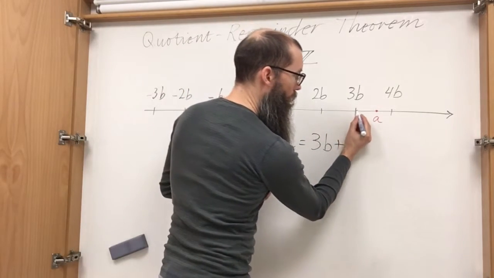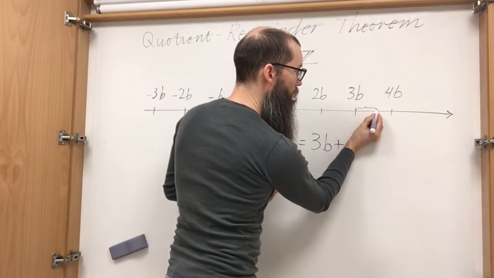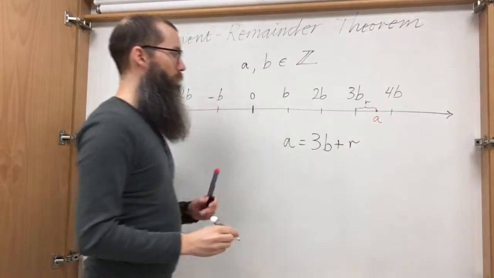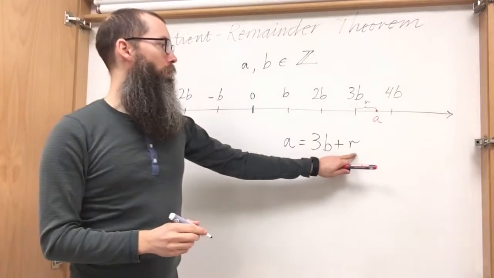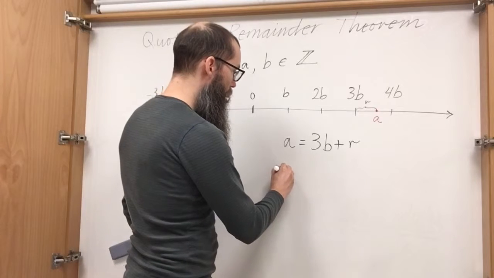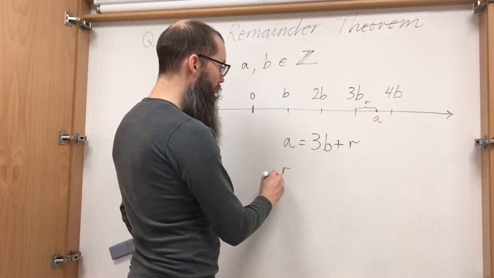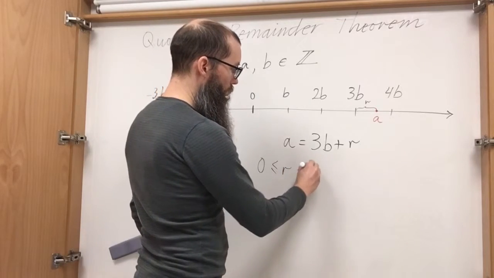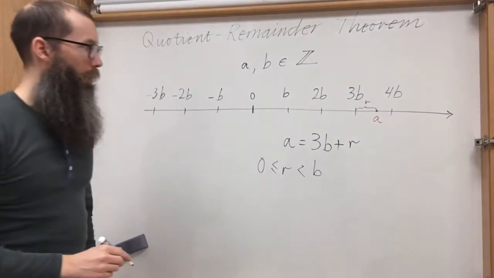And what we miss is this distance. So let's call this distance r. And then a is 3b plus r. And r has another property. r is between 0, is greater than or equal to 0, and strictly less than b.